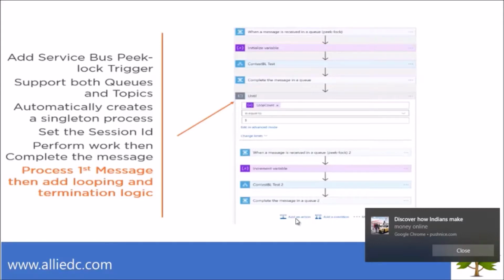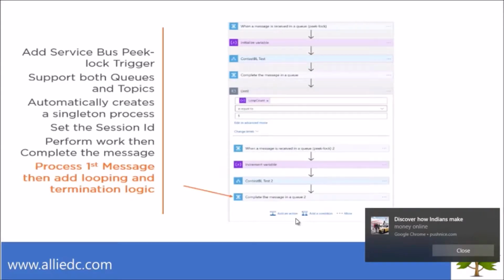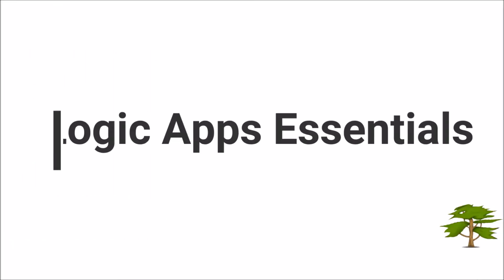Then you would need to build your looping logic to process the rest of the messages that follow the same session ID. By doing so, you would read the next message from the queue, perform your business logic, and then remove the message from the queue. You can define your looping logic to meet your business need. You can define it on the until shape, which supports timeouts and counters in order to end the until logic.